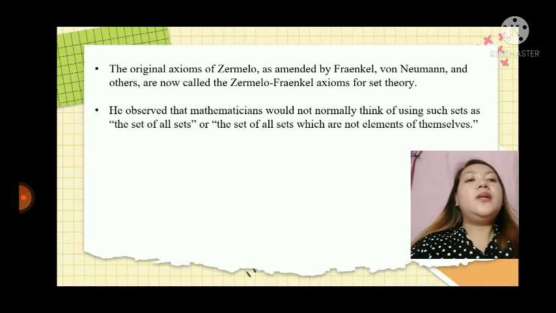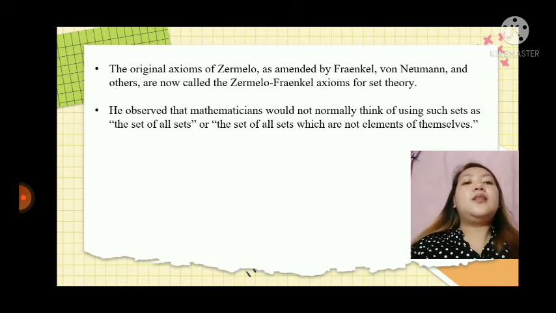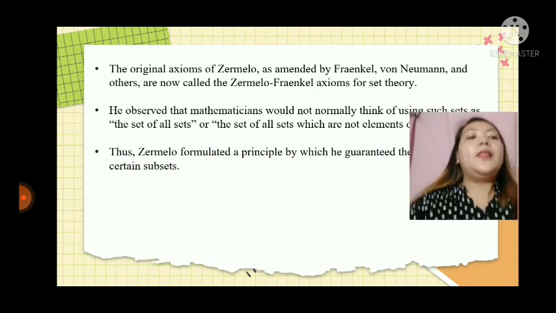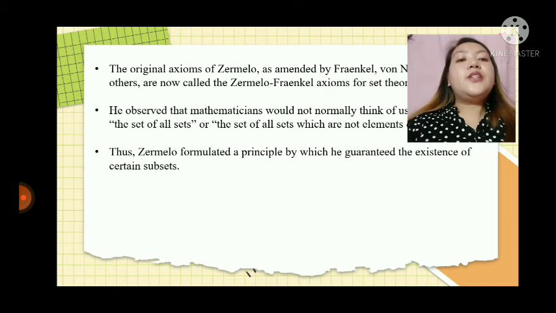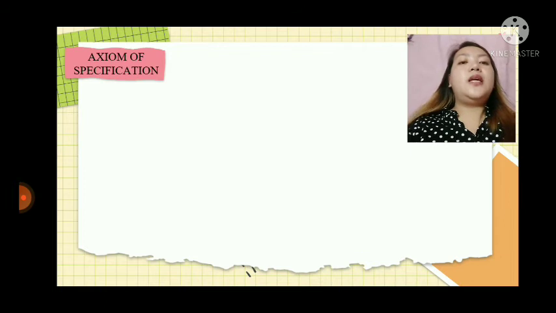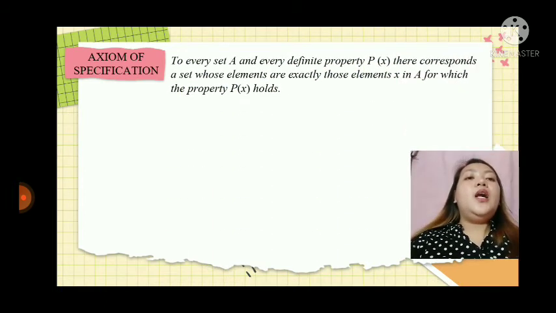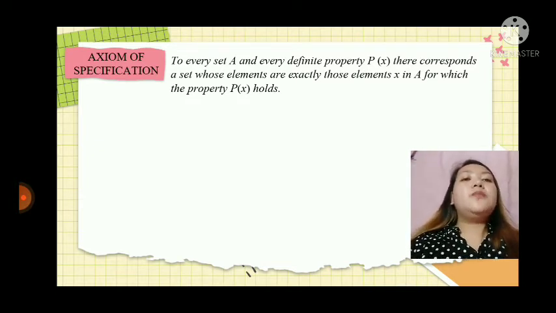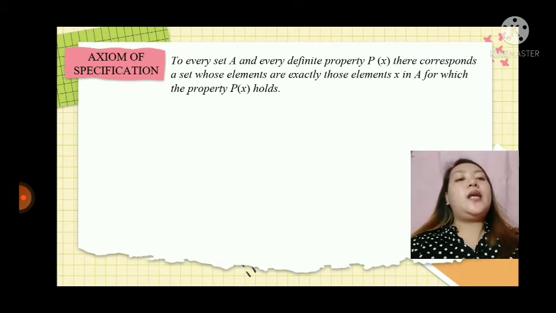He observed that mathematicians would not normally think of using such sets as the set of all sets, or the set of all sets which are not elements of themselves. Thus, Zermelo formulated a principle which guaranteed the existence of certain subsets. To every set A and every defined property P(x) there corresponds a set whose elements are exactly those elements x in A for which the property P(x) holds.